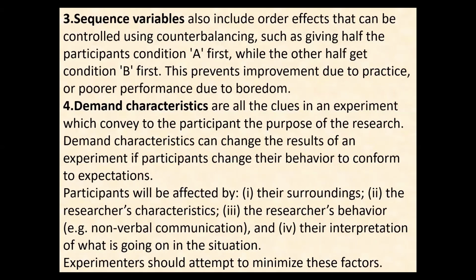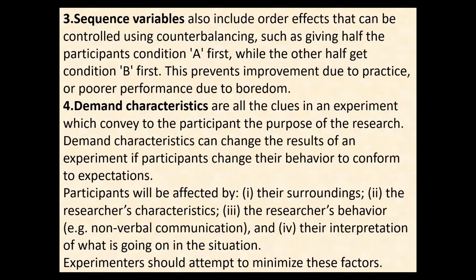Third is sequence variables. These also include order effects that can be controlled using counterbalancing, such as giving half the participants condition A first, while the other half get condition B first. It prevents improvement due to practice or poor performance due to boredom. So by changing the sequence, we can control the sequence variables.